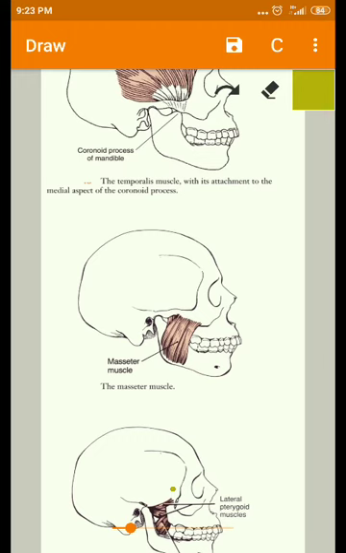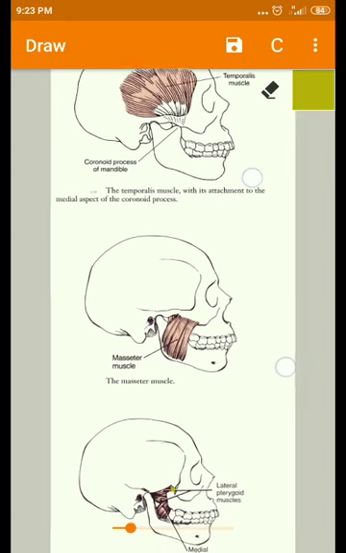mandible. Okay, so these are the primary muscles which act on temporomandibular joints. And retrusion is also taken up by the bilateral action of the posterior fibers of the temporalis muscles. Bilateral action of the posterior fibers of the temporalis muscles helps in the retraction movement.